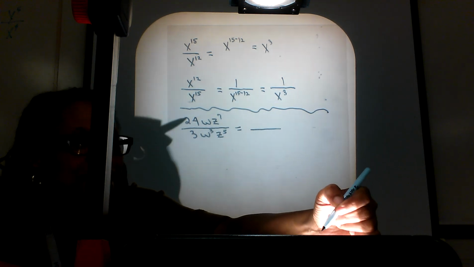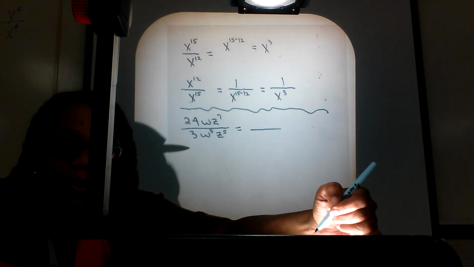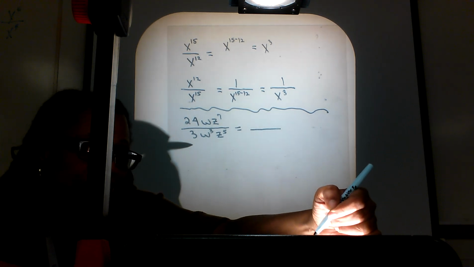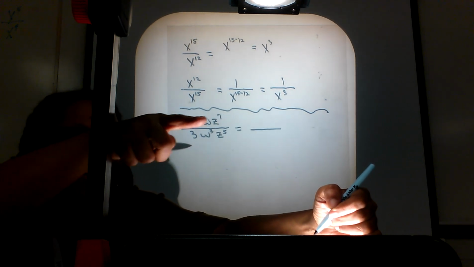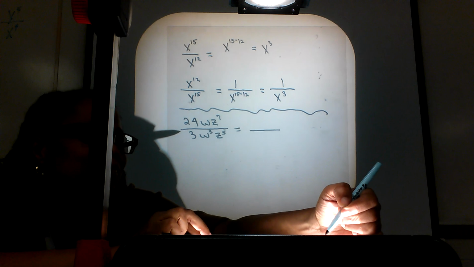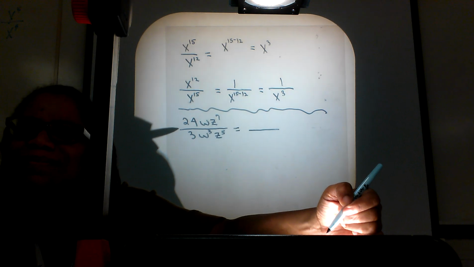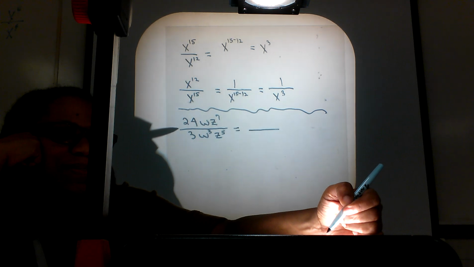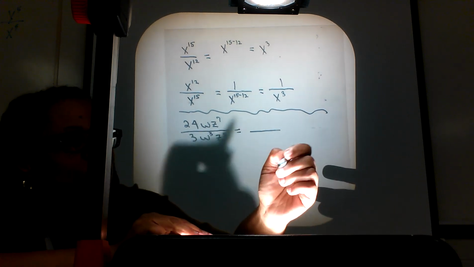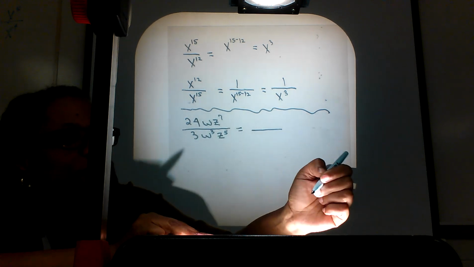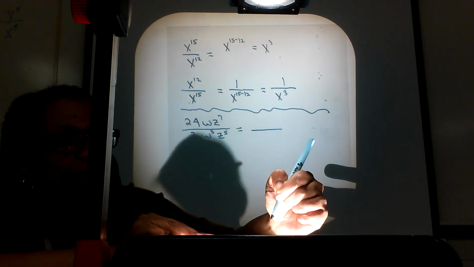I'm going to take care of my numbers first. My 24 over 3. What's 24 divided by 3? It's 8. I typed it in wrong. So 24 divided by 3 is 8. Does that 8 go on the top or the bottom? Top.